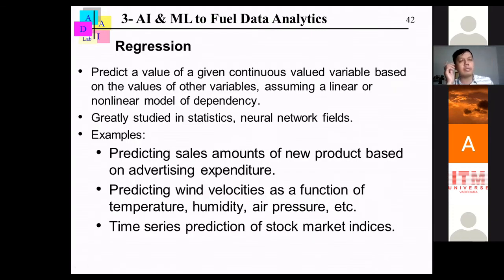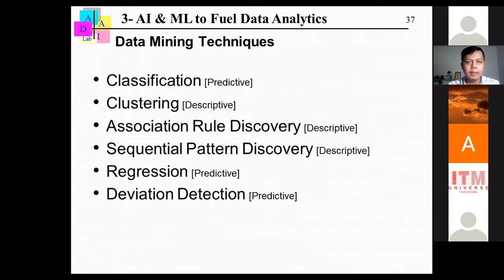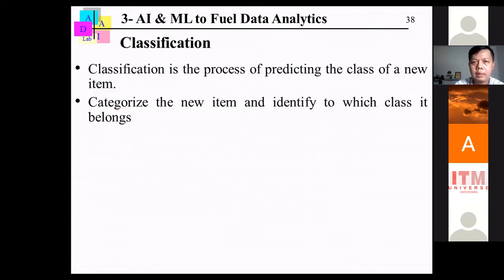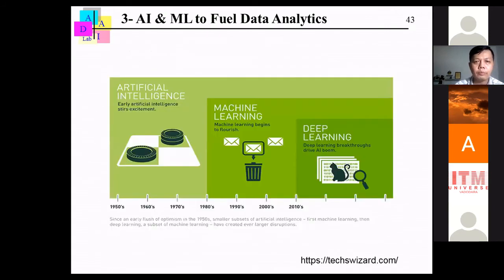We just talked about some kinds of data mining techniques: classification, clustering, association rule discovery, sequential pattern discovery, regression and deviation detection. Now we focus in more detail on machine learning and deep learning applied in this field. Machine learning is the main approach to solve the problem of artificial intelligence, big data or data analytics, and deep learning is the main approach of machine learning. Machine learning was born in the 1980s and deep learning in 2010.